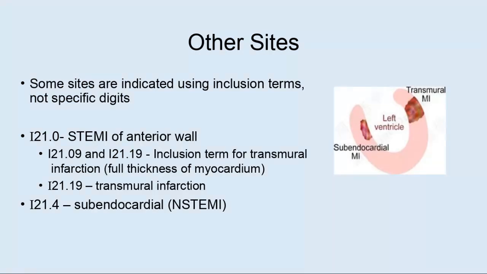Some sites are indicated using inclusion terms, not specific digits. So the terms listed under a code, but not through a digit. For example, I21.09 and I21.19 both include inclusion terms for transmural infarction. Also, I21.4 has an inclusion term for subendocardial infarctions. And you can see here again, subendocardial, partial, transmural, all the way through. Why this is important will become clear in another slide.